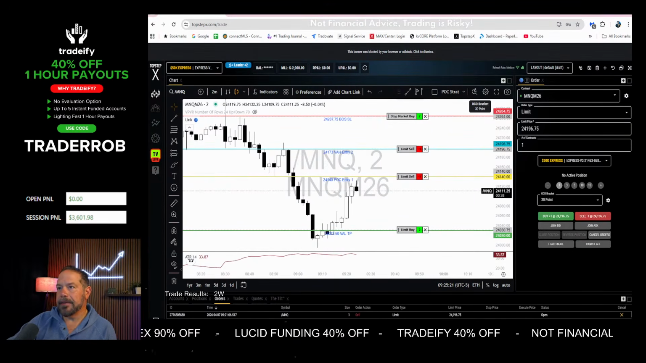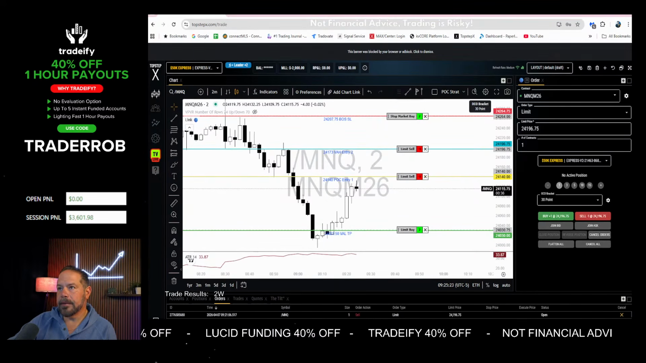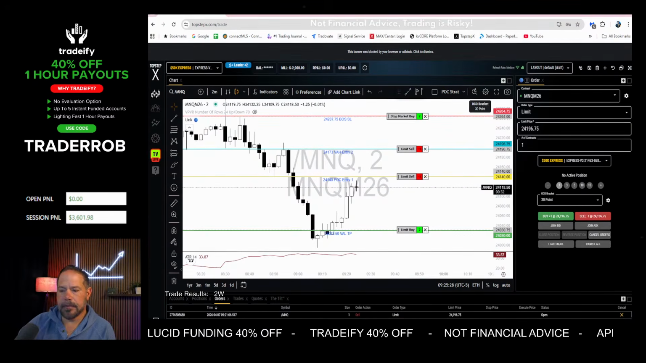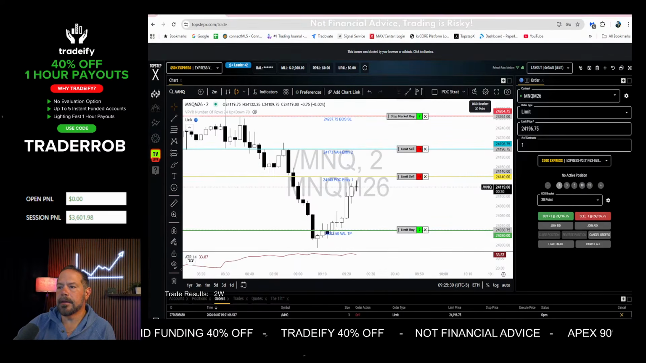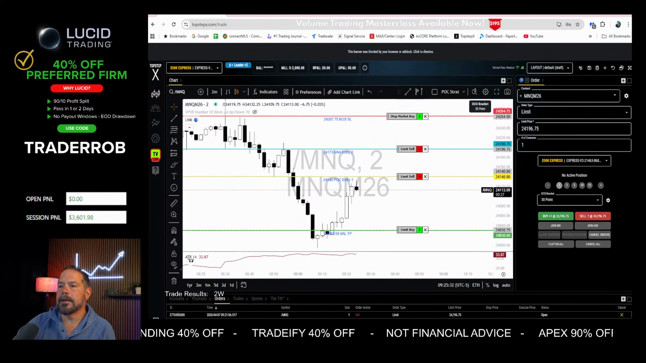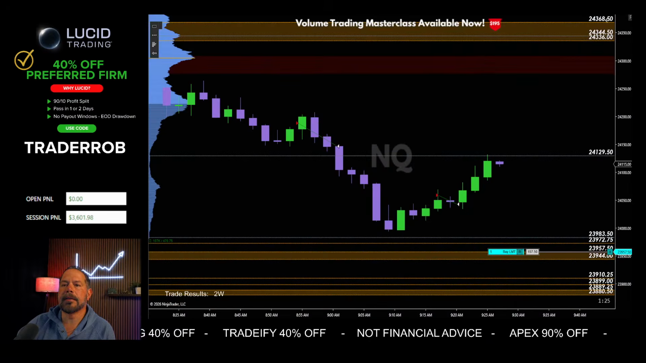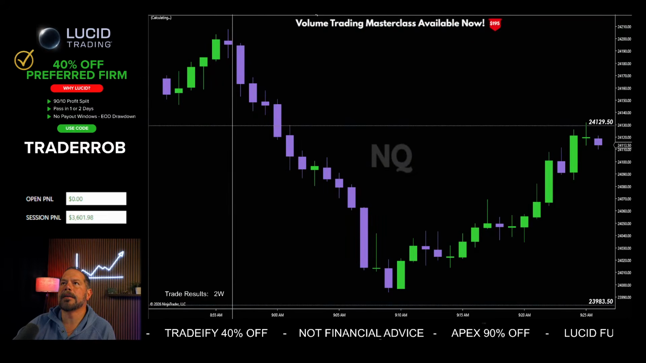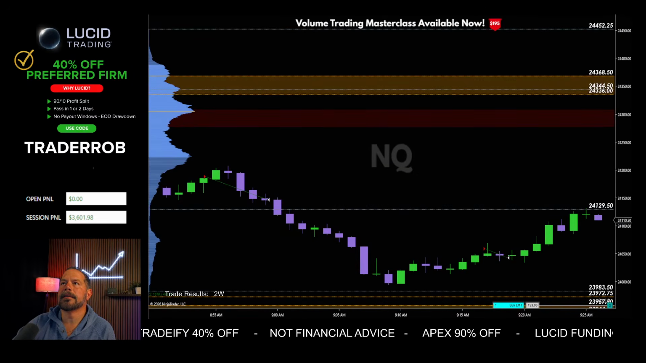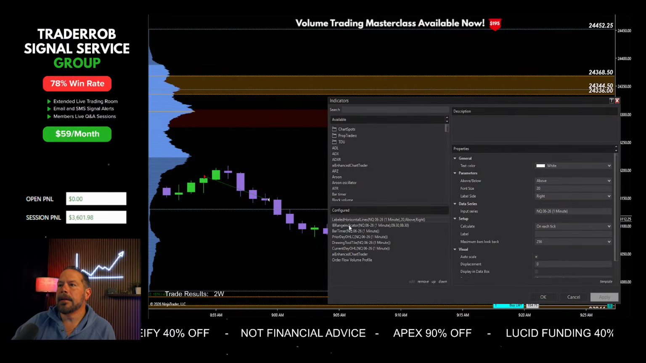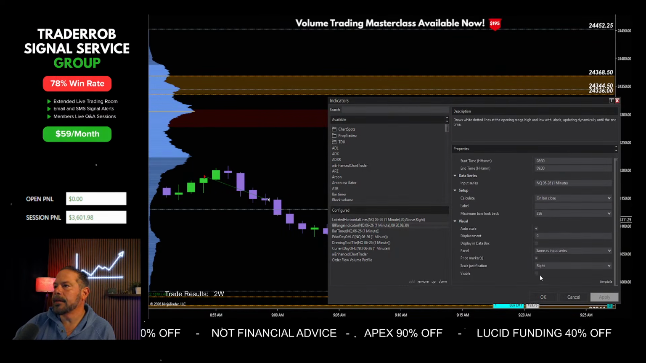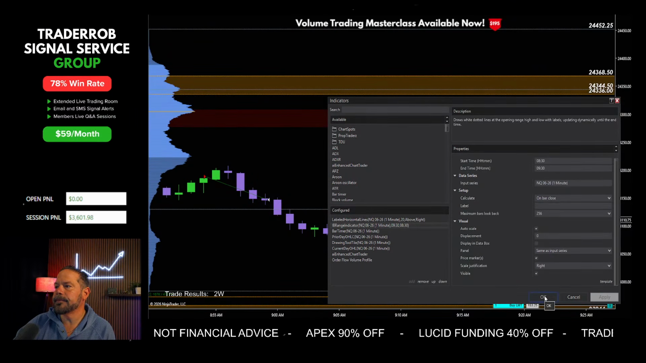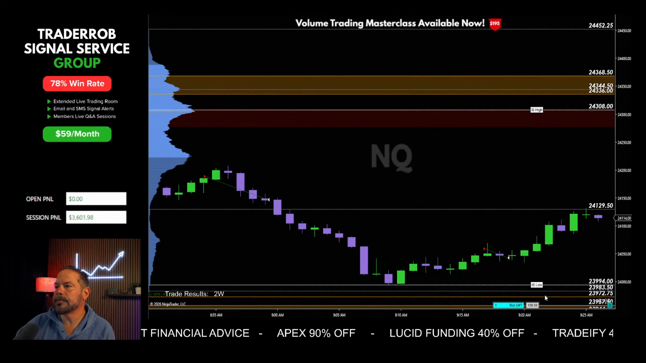We also got 5 minutes for IB to be set, so we'll take note of that. Let's go into here, NQ, jump down to the 1 minute. And then IB range indicator, let's make that visible, apply.